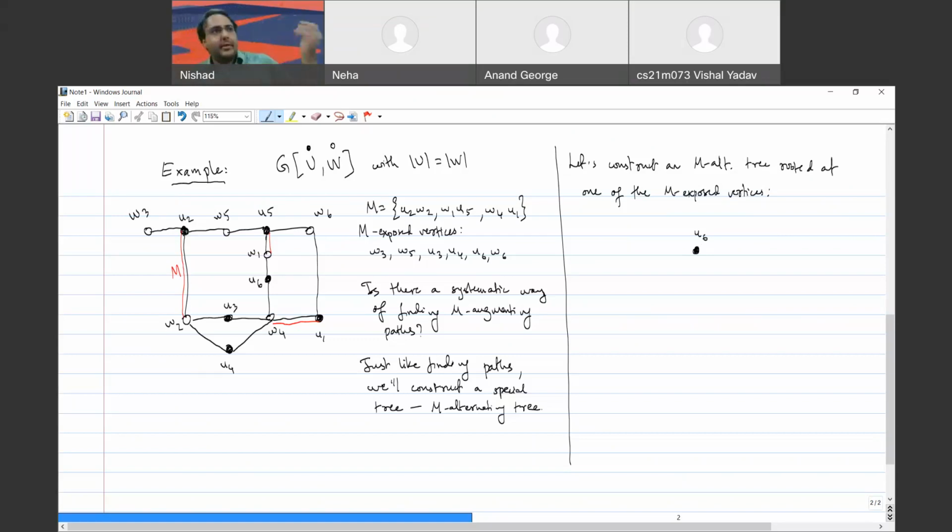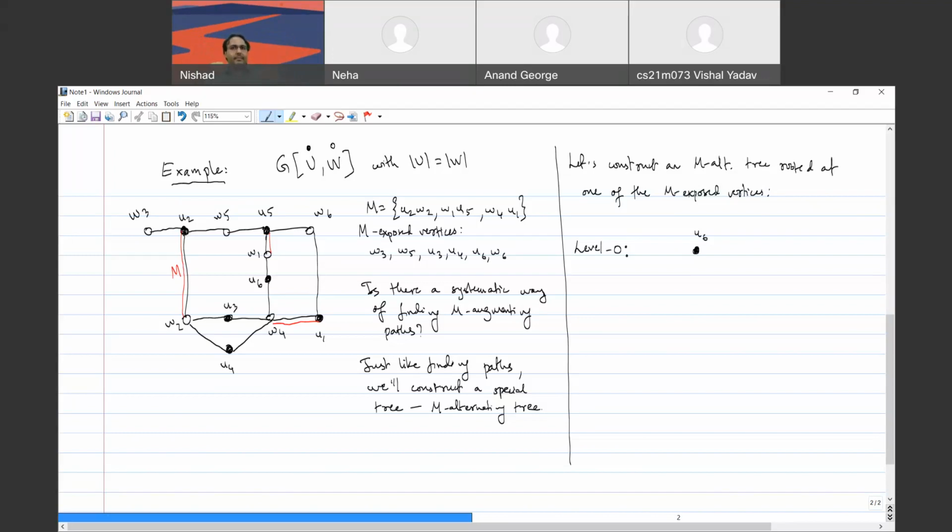Okay, so because we have a tree and we are going to have a rooted tree, we can also assign levels to the vertices. Right? So I'm going to call this level 0. Okay. Now this is an exposed vertex, and the paths we want to find, we want them to be alternating. So what are the neighbors I should be looking at?